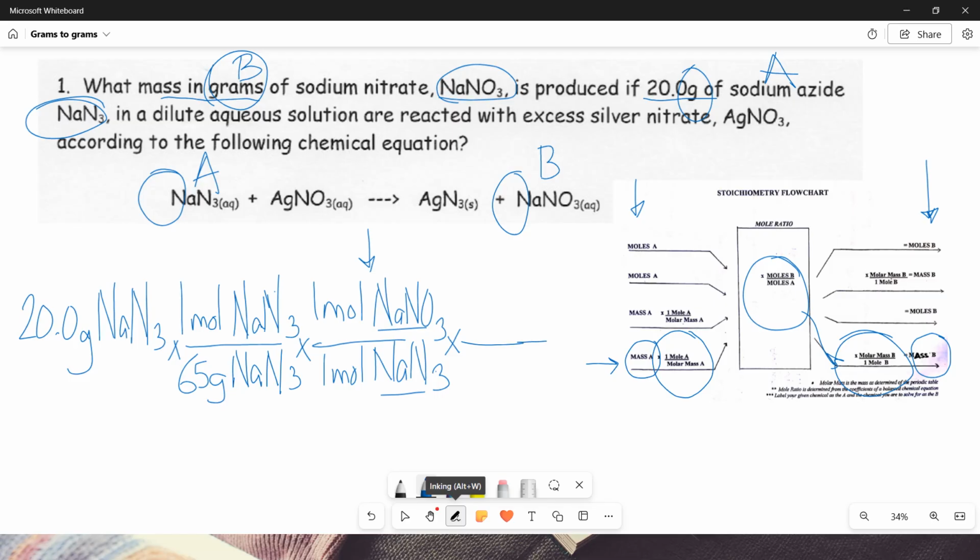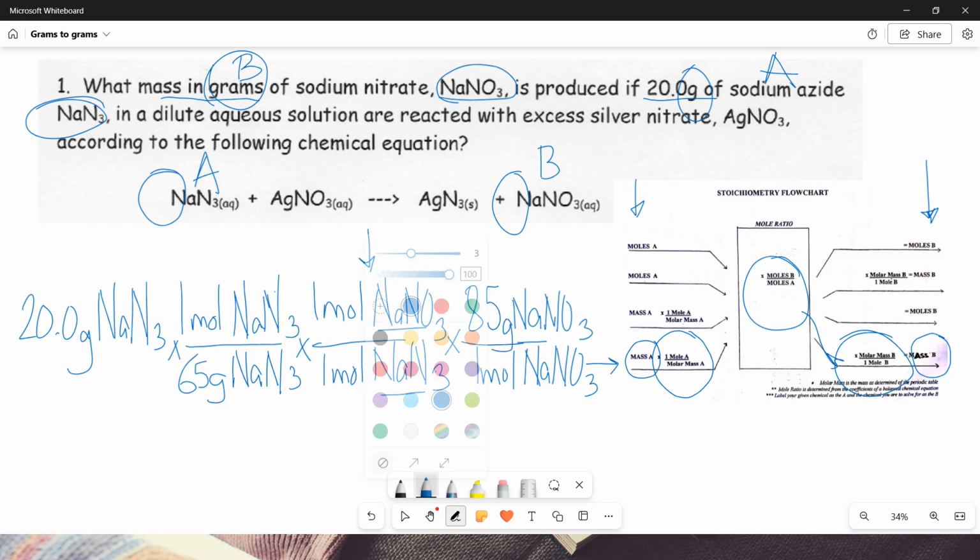the molar mass of sodium nitrate over 1 mole of sodium nitrate. Again, that is going to require us to go to the periodic table and look up 1 sodium, 1 nitrogen, and 3 oxygens. And when we do that, it is 85 grams per every mole.